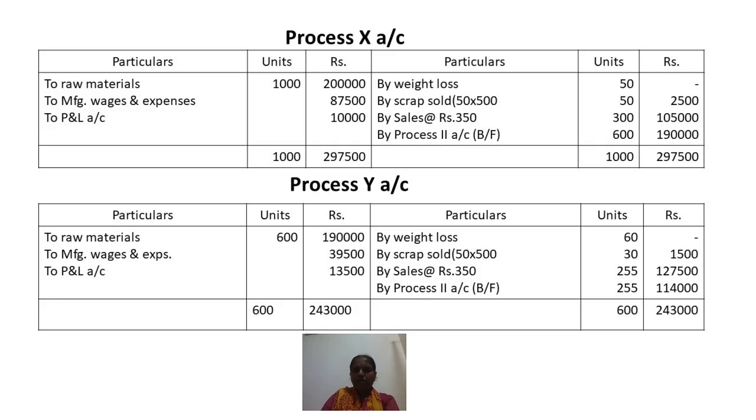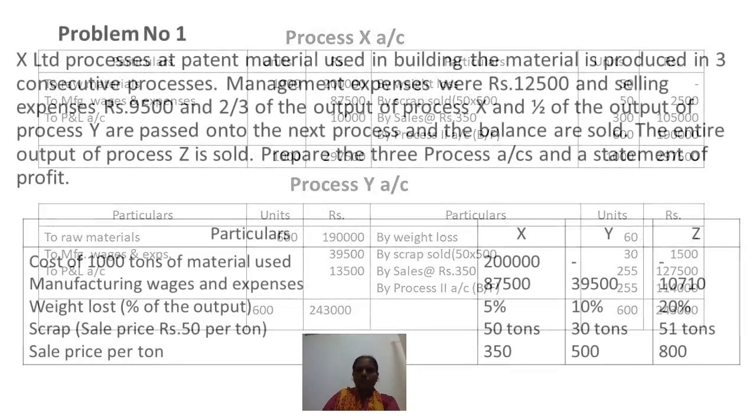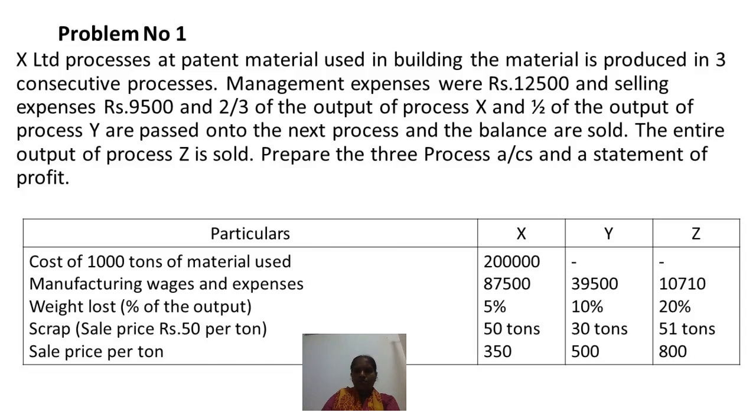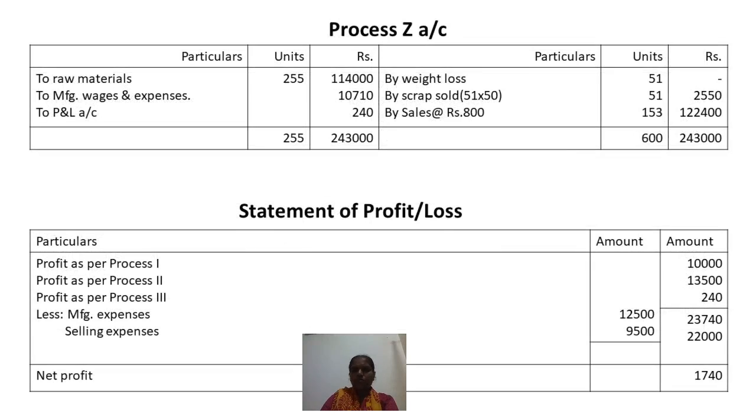And then from the second process, that is process Y to process Z, we have to consider the weight loss as 20%. So that should be written.